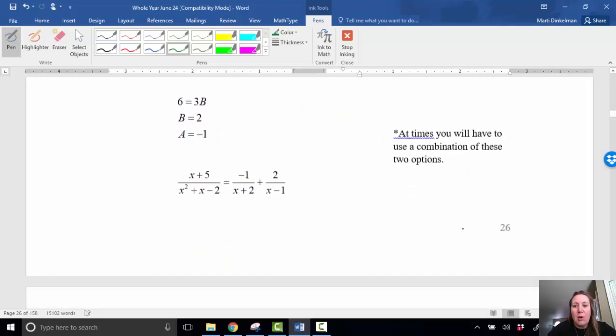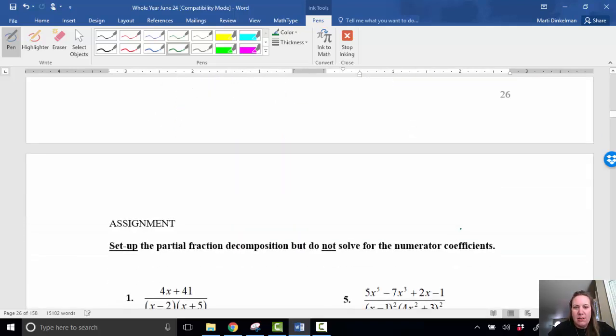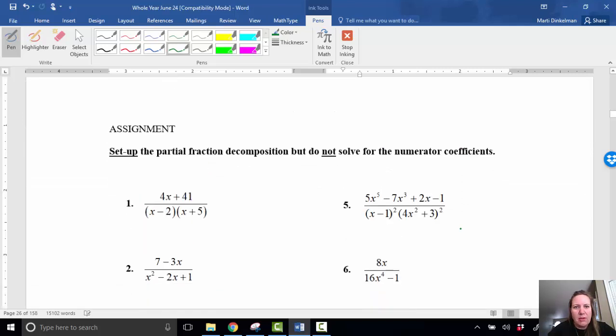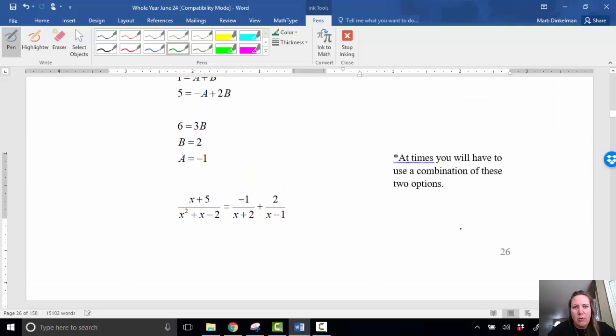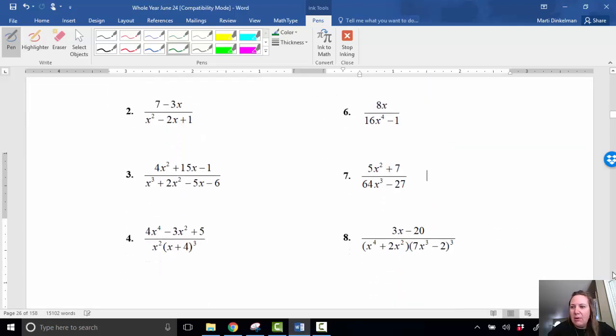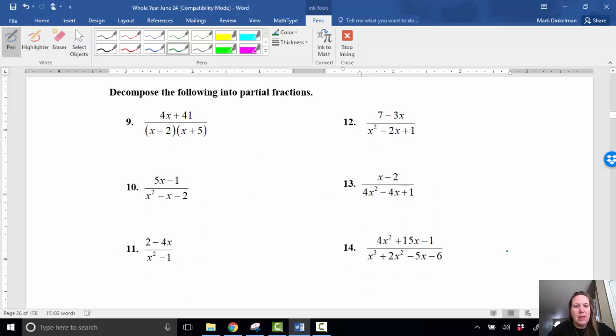Okay, so I recommend at this point, actually, I was hoping that we could do a problem where we would see a combination of both. So if you don't mind, I'm going to go ahead and do one of the homework assignment problems, and I want to see one that has a repeated factor. So I think I'm going to do perhaps number 12.